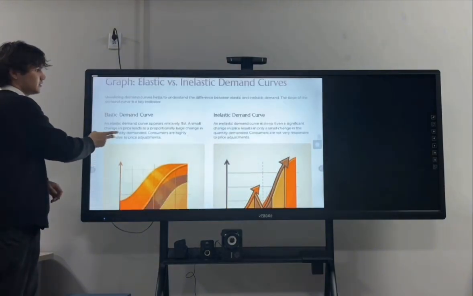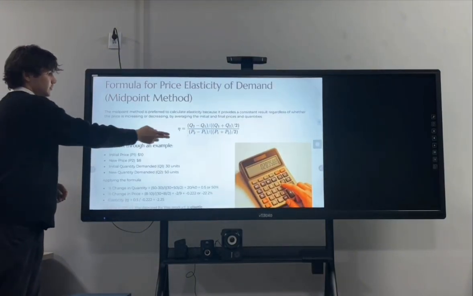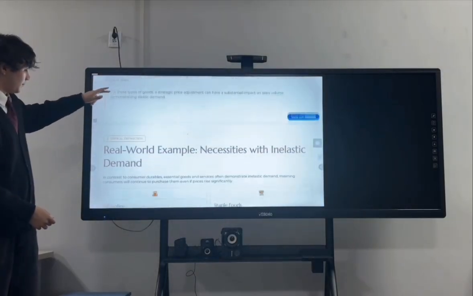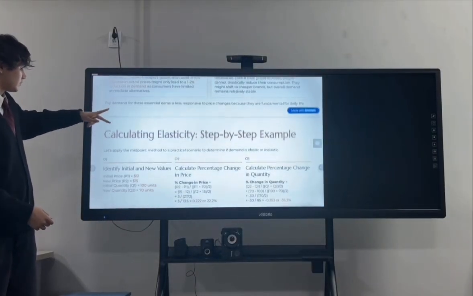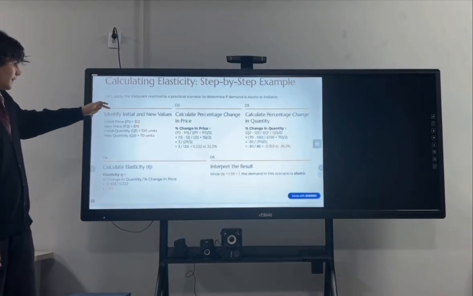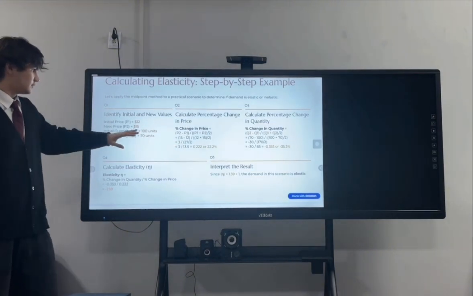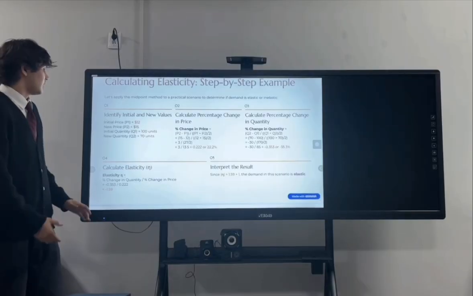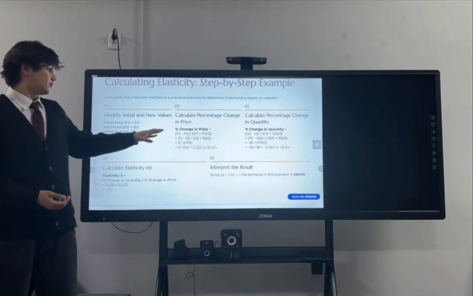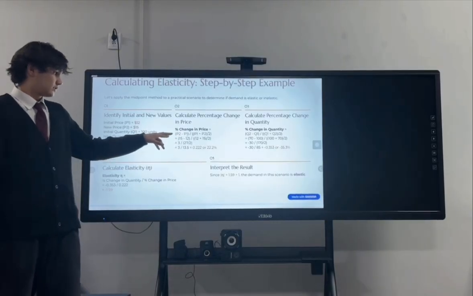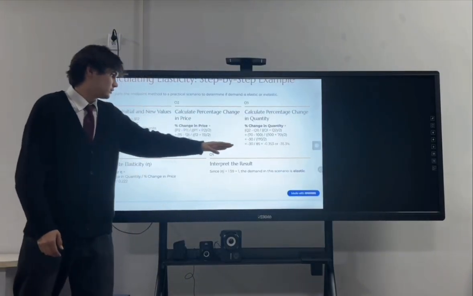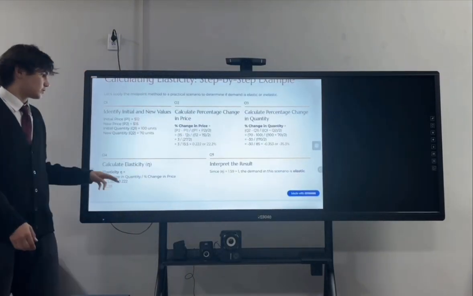So we will be using this formula. Here it is, finding the absolute value. So by using this formula, we can find our absolute value as well. So we started calculating percentage change in price. We always use the two prices and divide by 2. Changing quantity, we found it, and the changing price as well.